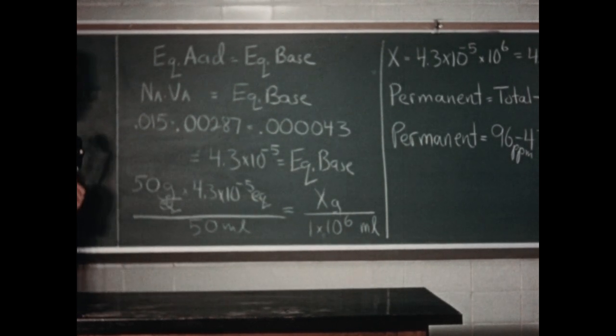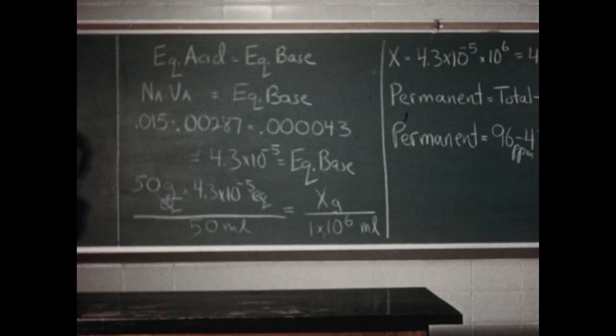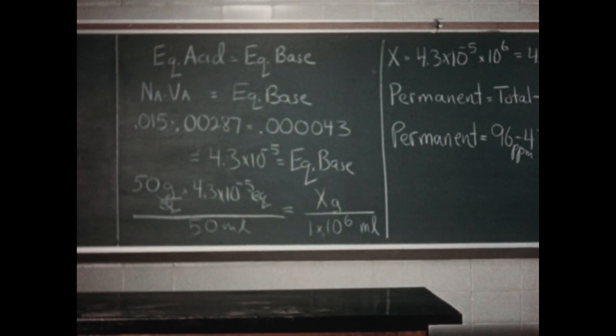Now, we know that this much base was present in a volume of 50 milliliters of tap water, which was the quantity we measured out. And we need to know how many grams of base, not equivalents, are present in 1 million milliliters of tap water. This will be our hardness in parts per million.